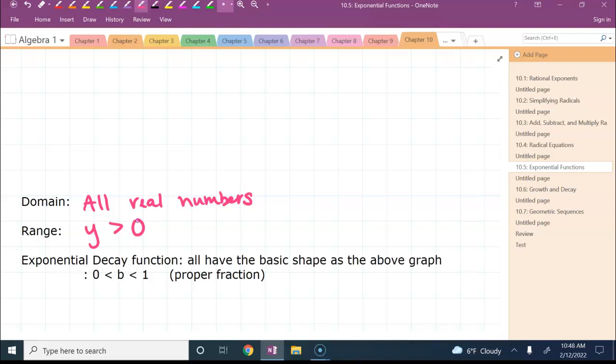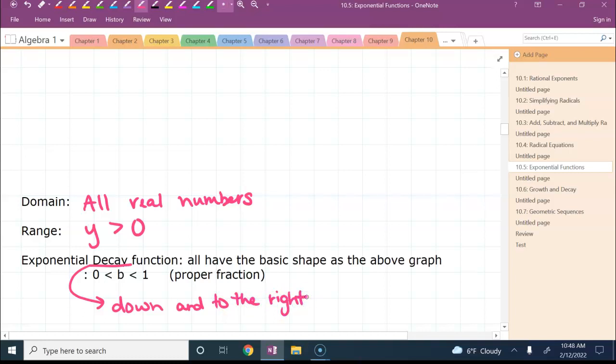This is called an exponential decay function. So this means that it goes down and to the right. And that's because my base changed. On that last problem, it was 1/2 raised to the x power. So the 1/2 is your base, and that's a fraction. So if you have a fraction that's between 0 and 1, so like the 1/2 or 1/3, or it could be 2/5, it has to be a proper fraction, which means that the top number is smaller than the bottom number. That's going to be an exponential decay type function.